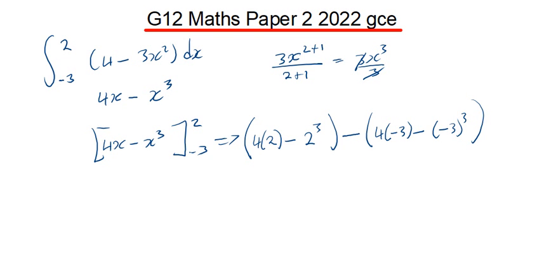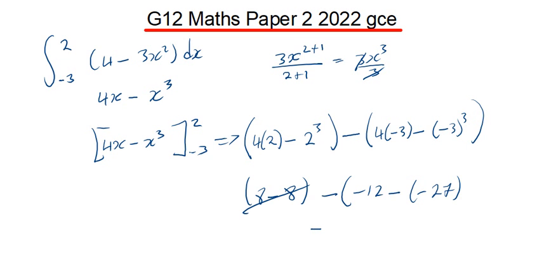Okay, so what do we get? At this point we get 8 this side, minus 8, minus, you're going to get minus 12, minus, this is going to give us minus 27 if I'm not mistaken. Yeah, 3 times 3 times 3 is going to be 27, and it's negative because the power is an odd number, so that will still be maintained as the negative. So we have 4 times 2 gave us 8, then 2 to the power 3 still gave us 8. So at this point we get a 0.